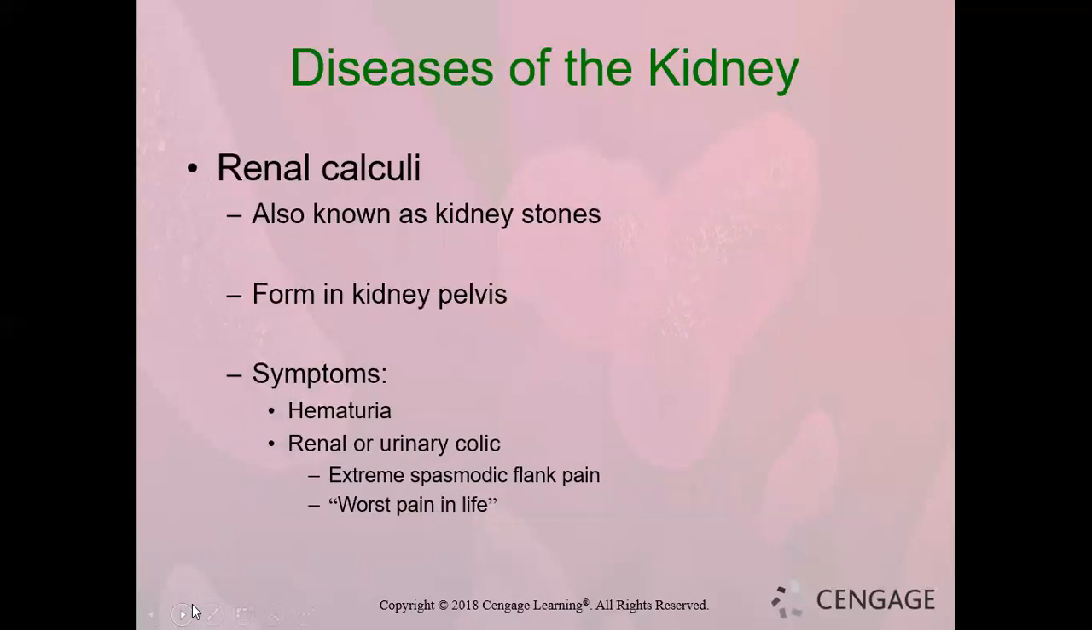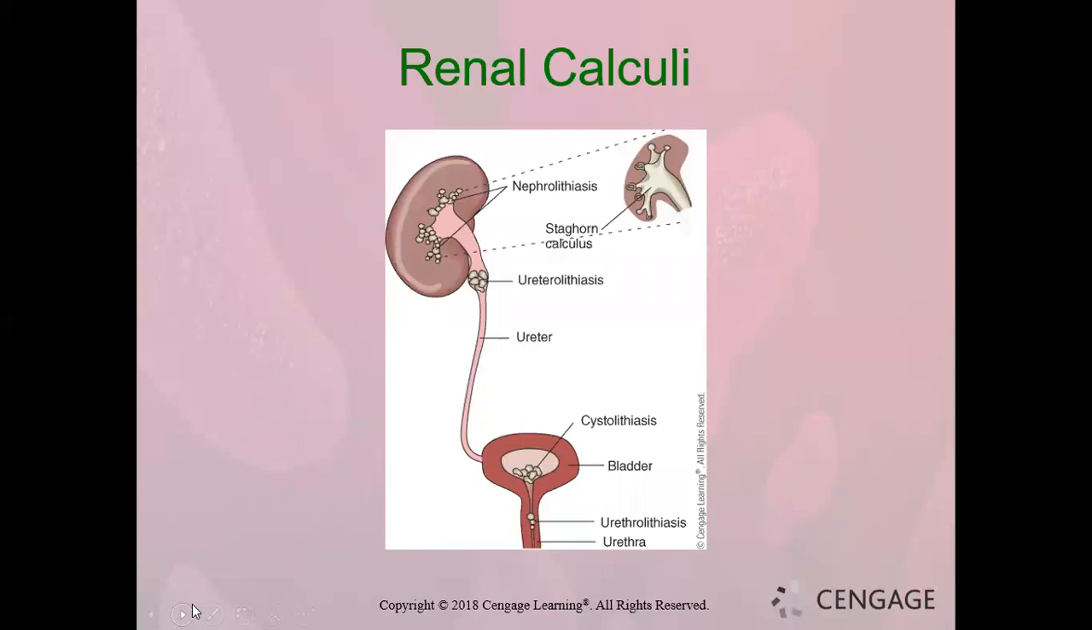Kidney stones, however, can be in 1 kidney, and they are formed in the pelvis of the kidney, and these people are going to have pain and blood in their urine. My sibling told me that it was worse than childbirth, the pain of a kidney stone. And there's a picture for you guys.